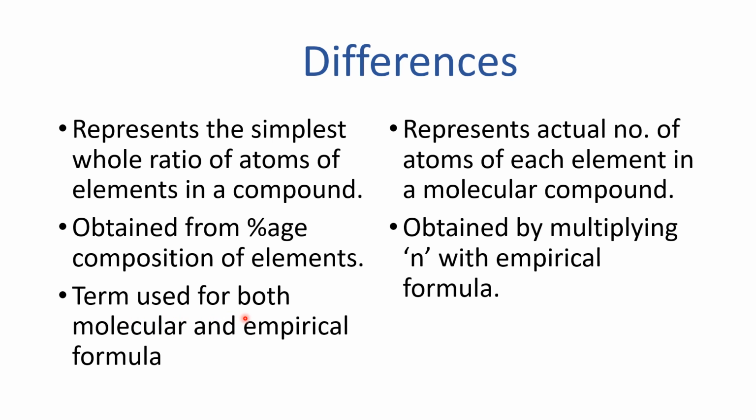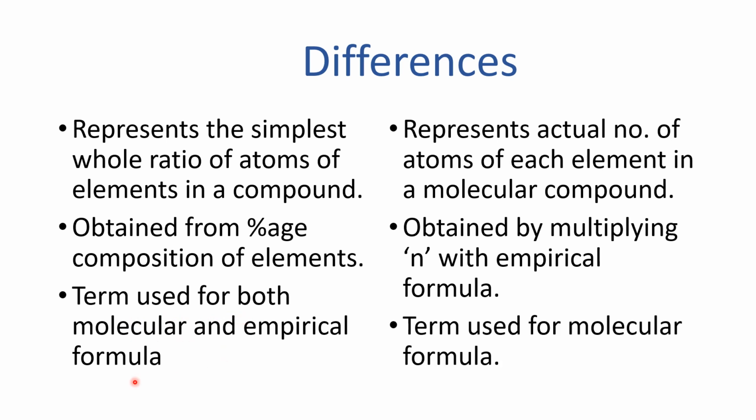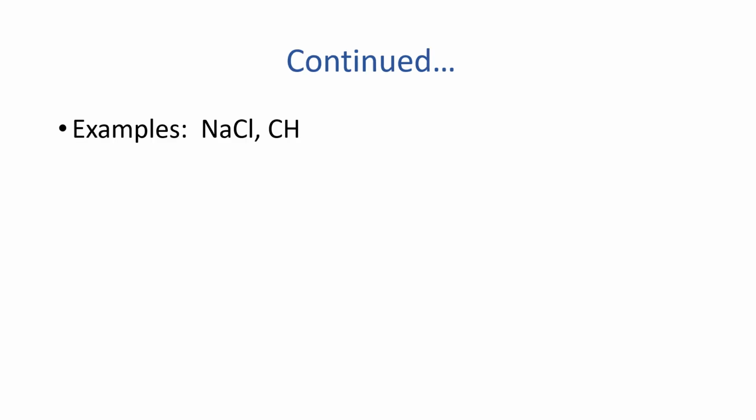Terms used for both molecular and empirical formula. Terms used for molecular formula. कुछ compounds ऐसे जिनका empirical formula और molecular formula same है. Here are the examples. Empirical formula के example में NaCl and CH, benzene का formula, while molecular formula में glucose and benzene. Glucose is C6H12O6 while benzene is C6H6.